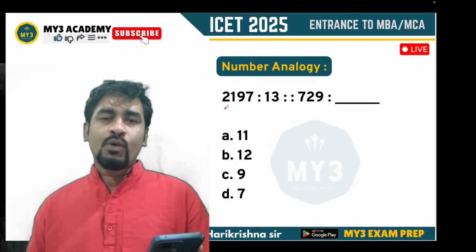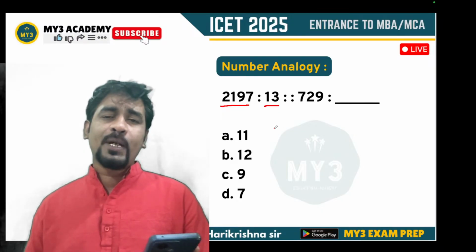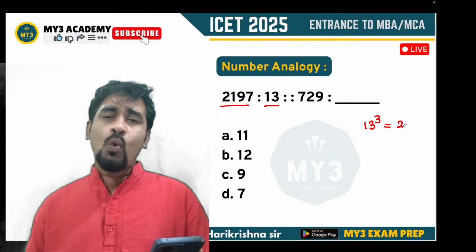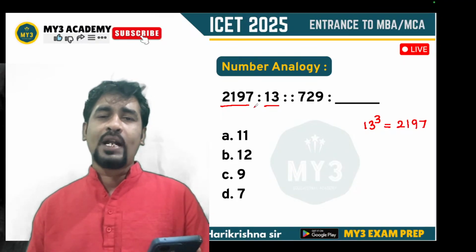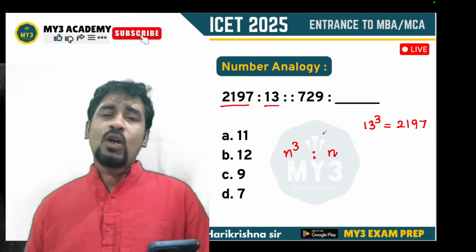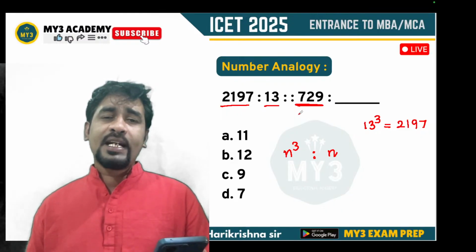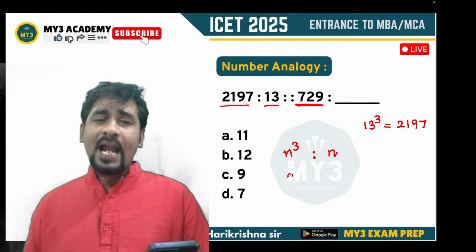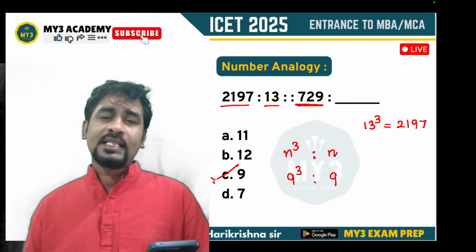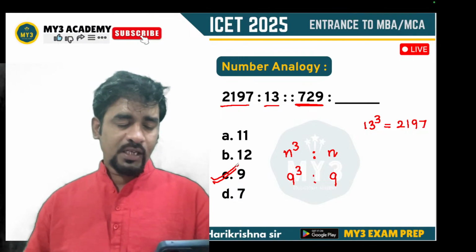So what is happening here? You can look at the reference pair. 2197 and 13. What is the relationship between them? 13 cube value is going to be 2197. That means here n cube becomes n. That's the logic. So what is 729? Which cube is called 729? 729 is going to be 9 cube. Just now we have seen. So 9 cube will become 9. So there is a direct question given like this. So the answer for the question is going to be 9 here.